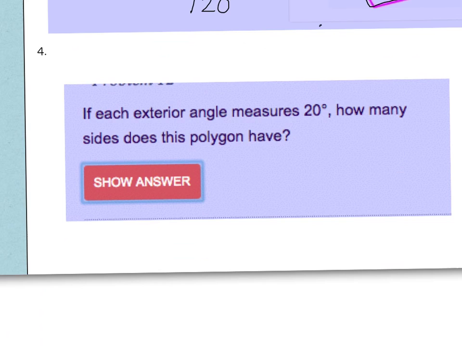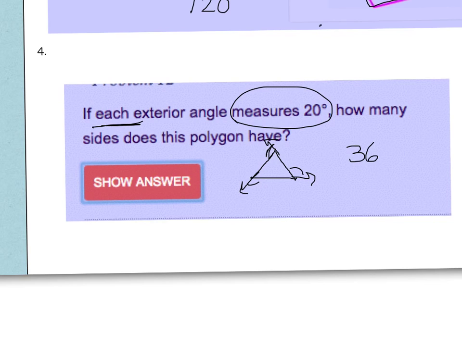Last but not least, number 4, if each exterior angle measures 20 degrees, how many sides does this polygon have? The clue here is the word each, okay? So what they're saying is if each exterior angle measures 20 degrees, which means that every angle in this figure, no matter how many sides it has, well, obviously it has more than 3, but every single exterior angle, which would be there, and the last exterior angle would be here, okay? All of those add up to 360.